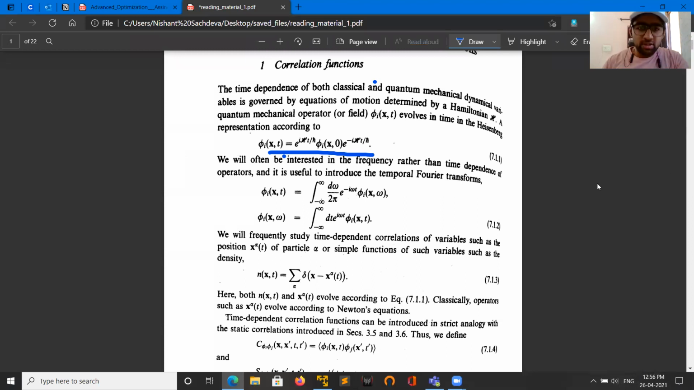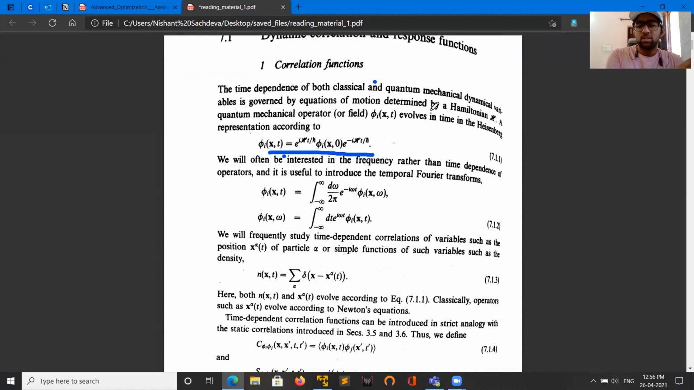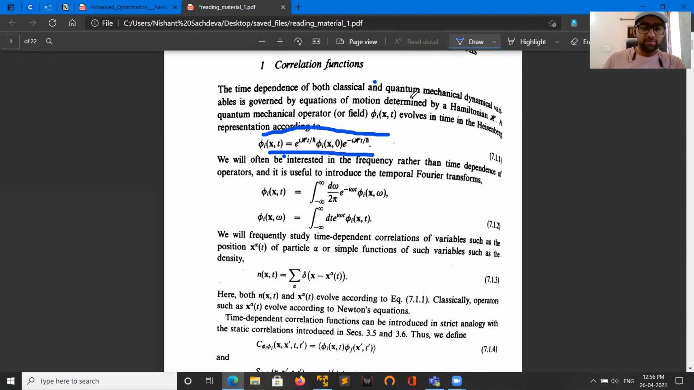Now, correlation functions, what are they? We see that the time dependence of both classical and quantum mechanical dynamic variables is governed, or let's say determined, by the Hamiltonian. Now, how does that link to us? Any quantum mechanical operator evolves in time in the Heisenberg representation according to the formula given right here. And you can see the Hamiltonian being present over here. So that's how we see the correlation of the Hamiltonian with the quantum mechanical dynamic operators.